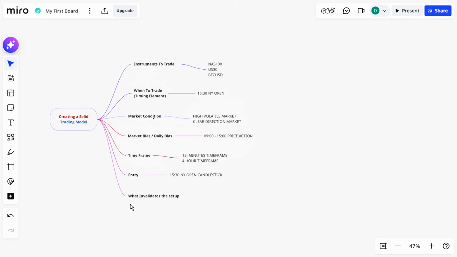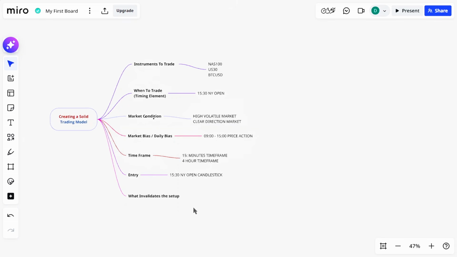Now, on the last one, this one is the most important one. This one is more important than all other elements that I've just explained. What invalidates the setup? You've got to try by all means to find one or two things that invalidate your setup, because a setup will fail at some point. So you've got to know exactly what hit you. You've got to know your nightmare. You've got to know your enemy.